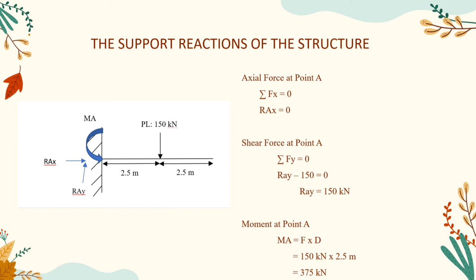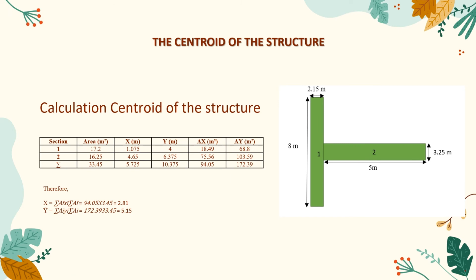Okay, next, we have to calculate the centroid of the structure. As we can see, we have two sections here, section 1 and section 2, which are two rectangles. Based on the table, we get area 33.45, and we get x 2.81 and y 5.15.